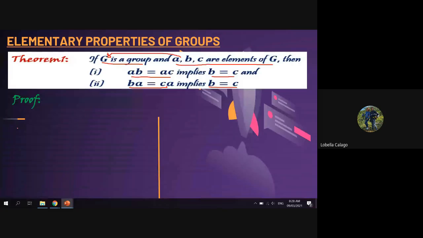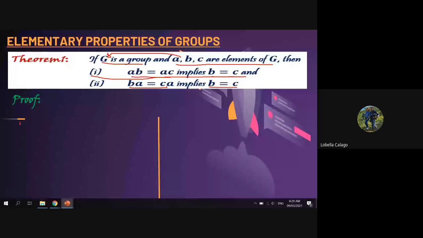So, ipoprove natin itong first. Sinabi daw dito, if AB is equals to AC, this implies B equals to C. Suppose or if. Or let na lang. Let or suppose. Okay namang let AB equals to AC. Ma'am, bakit ginamit natin let? Or pwede naman yan suppose. Kasi kailangan AB is equals to AC para ma-prove natin na B is equals to C. So, suppose or let, pwede yan na suppose or let AB is equals to AC.